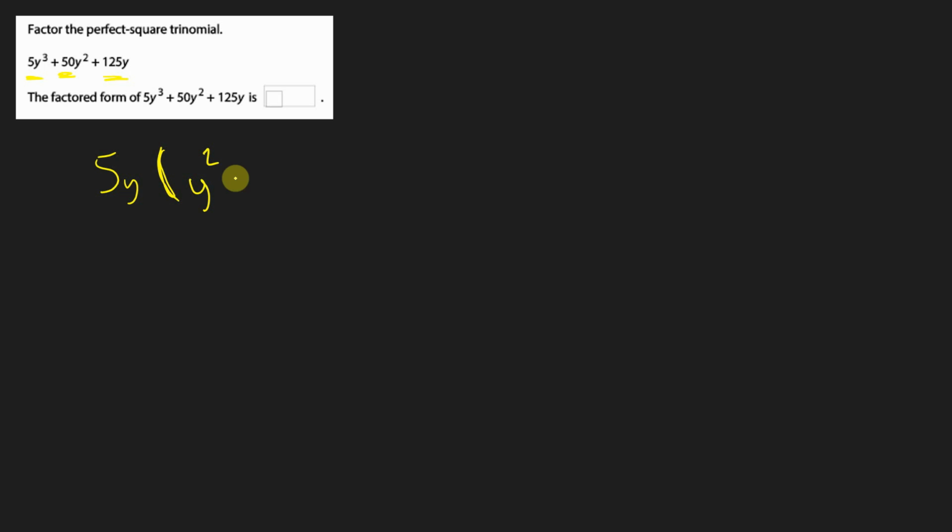Let's look at the next term. It's a plus, because there's a plus in the original problem. I've pulled out a 5, I've divided by 5, so 50 divided by 5 leaves me with 10. And for y squared, I've pulled out one of those two y's, so I still have a y. Again, do the distributive property and multiply it back out if you didn't get that. What's 5y times 10y? Well, 5 times 10 is 50, y times y is y squared. That's how I know I did it right.